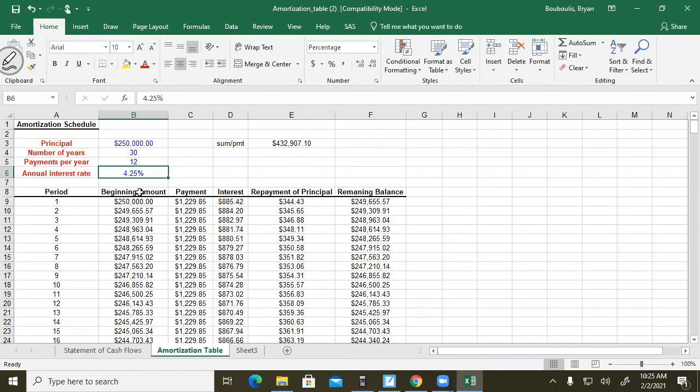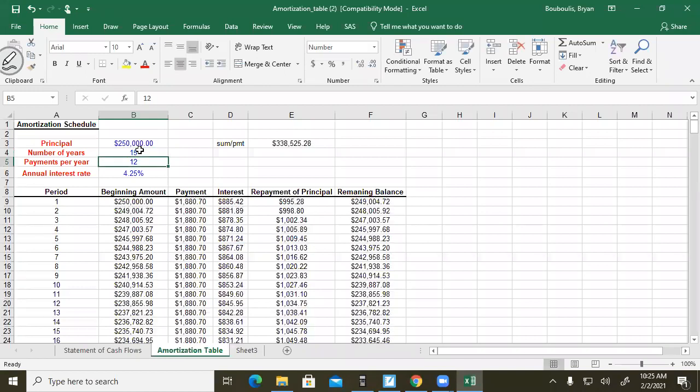Now, look what happens if we cut the time in half. So, okay, I want to pay off my house in 15 years. We drop almost $100,000.